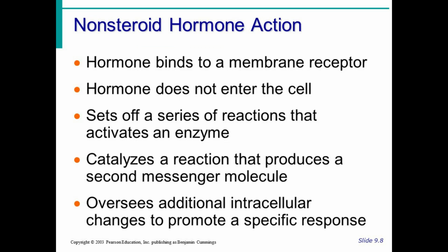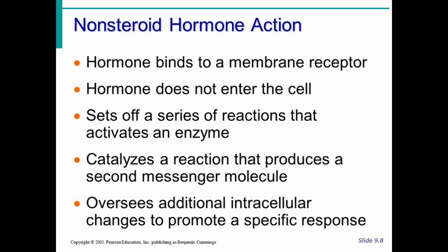Next is the non-steroid hormone action. These are the protein and amino-based hormones. Unlike our steroid hormone, it will not enter the cell. It will control the target cell from outside, on the surface. Since we have a membrane receptor, or the antenna, on the surface of our target cell, our non-steroid hormone will bind to that membrane receptor, and then it will set off a series of reactions that will activate the enzyme. Again, enzymes speed up the chemical reaction.